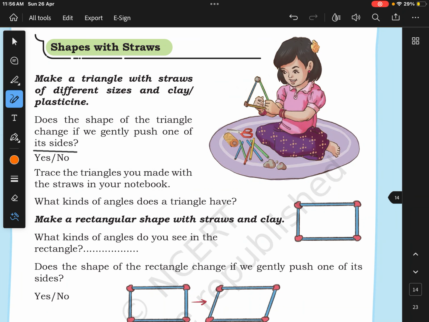See, look at this triangle in the hand. If you push one of the sides, does the shape of the angle change? Yes. Answer is always yes. Trace the triangle you made with the straw in your notebook. What kind of angles does the triangle have? So if you look at this, there is a right angle here, there is an acute angle, there is an acute angle, right?